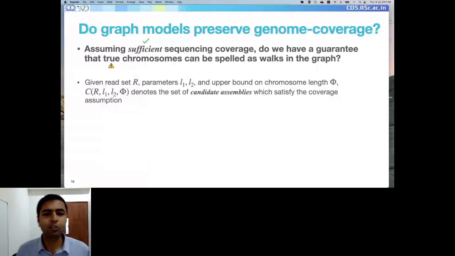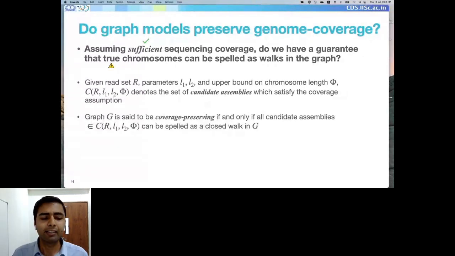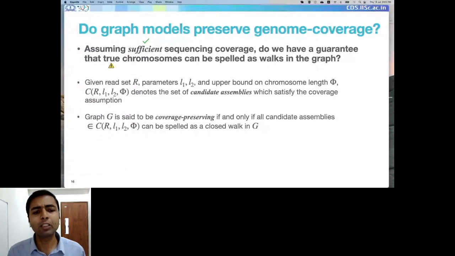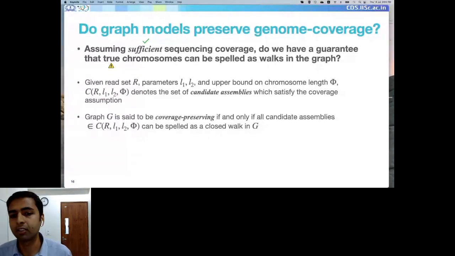So here's the definition. Given read set R and all the parameters, C denotes the set of all candidate assemblies which satisfy the coverage assumption. And then we will say that the graph G is said to be coverage preserving if and only if all the candidate assemblies can be spelled as a closed walk in the graph. So now this question becomes well formulated, and we can ask whether existing graph models are coverage preserving or not.